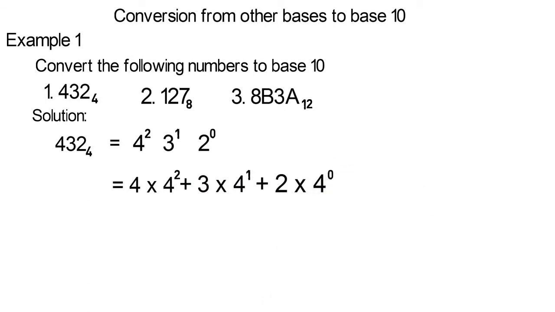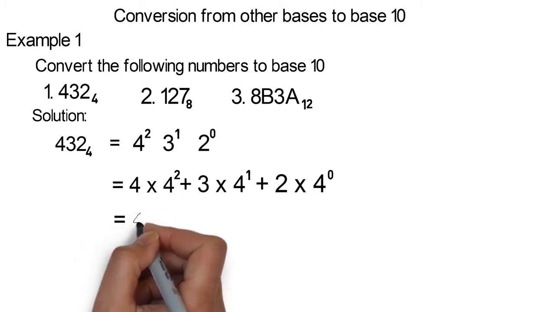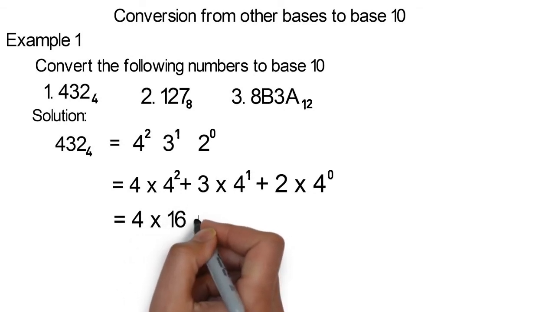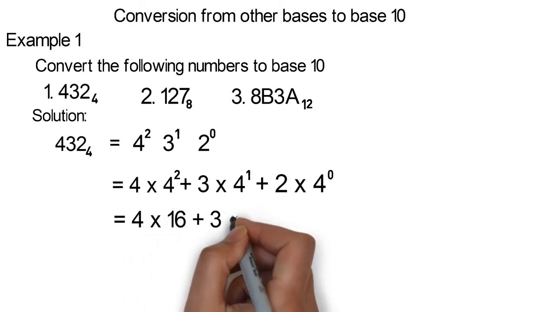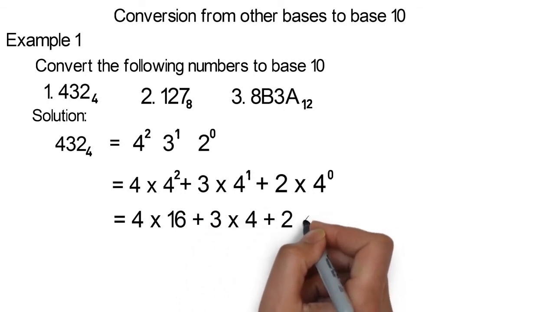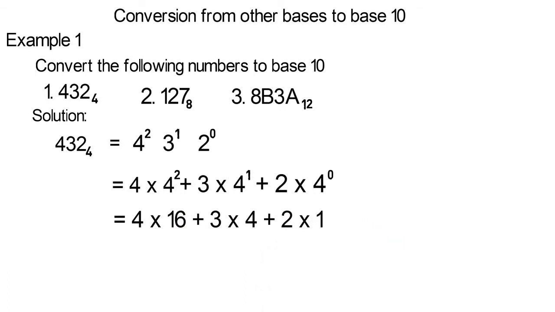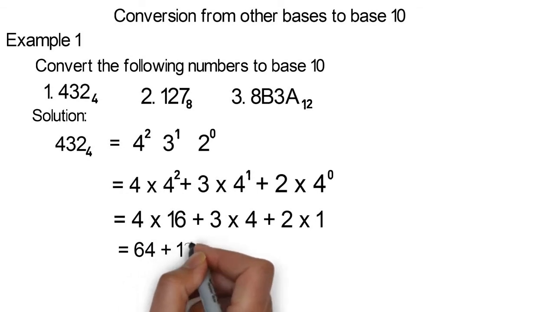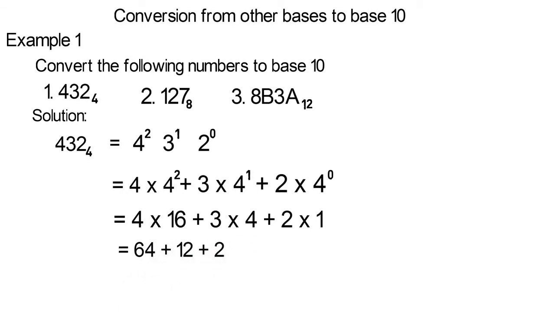Can you see that? So this will give me 4 times 16. 16 here is because I have 4 raised to power 2, that's 4 times 4, which gives 16. I have 3 times 4, and I have 2 times 1. 4 raised to power 0 gives 1. Anything raised to power 0 will always give you 1. So I have 4 times 16 to be 64, 3 times 4 to be 12, and 2 times 1 to be 2. Adding these together, I have 78.